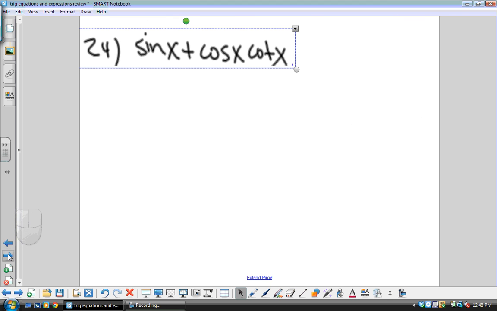Okay, on 24, now we're kind of missing the squares on this one. So there's no Pythagorean identity here yet, so let's just change everything to sine and cosine first. So for cotangent here, we can write that as cosine x over sine x.